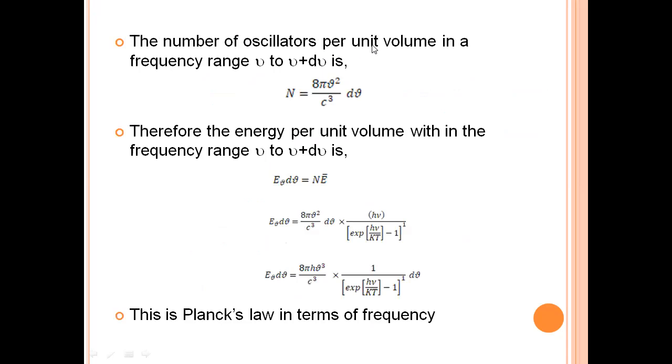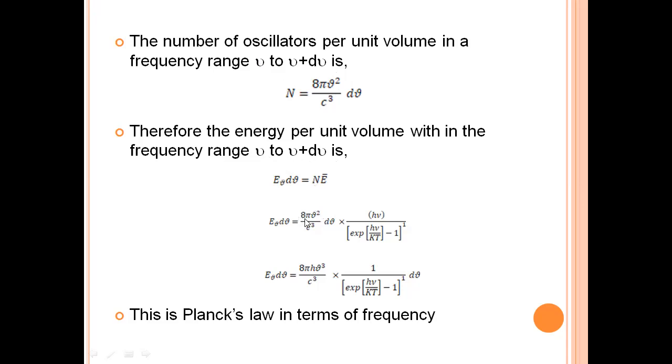The number of oscillators per unit volume in a given frequency range can be written as n is equal to 8 pi nu square by c cube into d nu. These are the number of oscillators which are present in the frequency range nu to nu plus d nu. Now multiplying this number of oscillators with the average energy per oscillator will give us how much energy will be released in that frequency range nu to nu plus d nu.